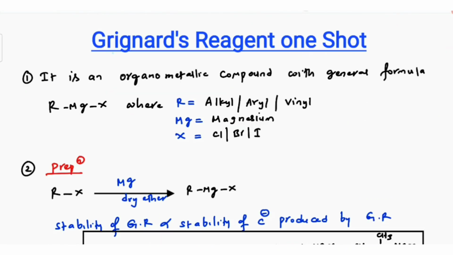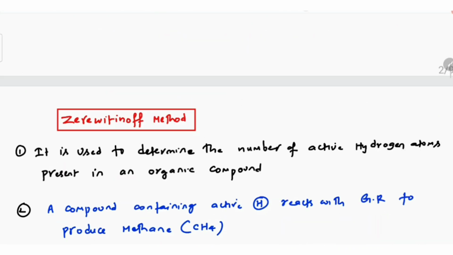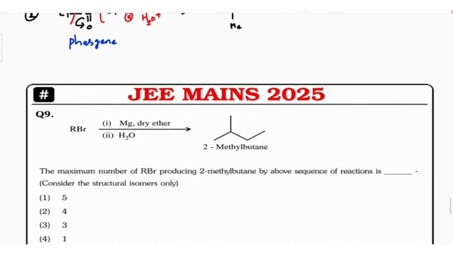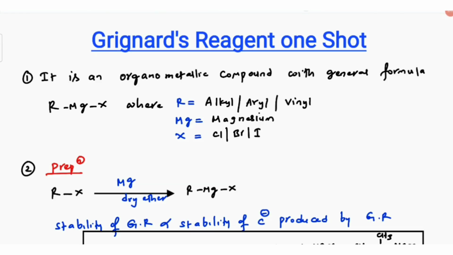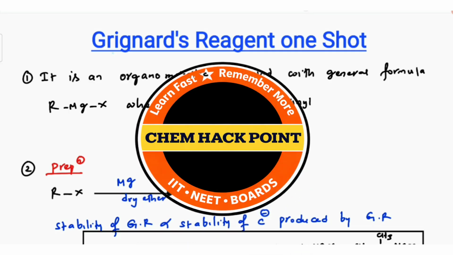SN to TH reaction. Today I will show you that rule and after Zerevitinov's method. See here, JEE Mains 2025. 90% of JEE students memorize Grignard reactions, but one rule decides every question. Hello students, let us start.